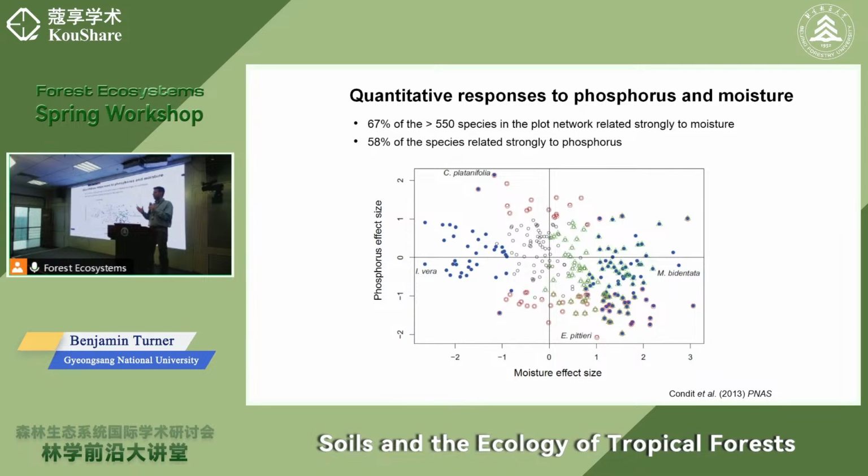So we can start to understand the distribution of the hundreds of species in this region based on just these two variables. And it turns out that about 2/3 of the species have a strong moisture affinity, and about 60% have a strong phosphorus affinity. So this is one example of how we can start to use soils to start to understand something about the distributions of species in these very complex communities.